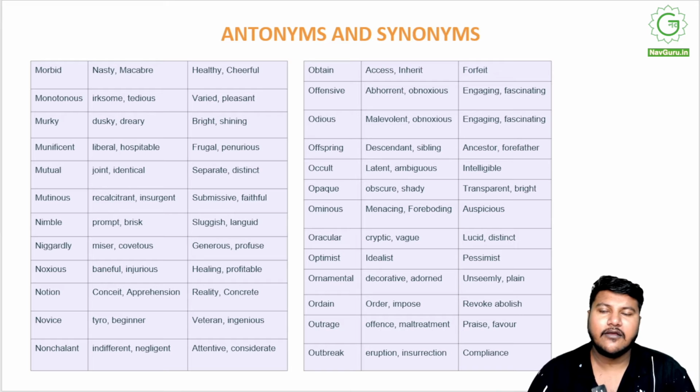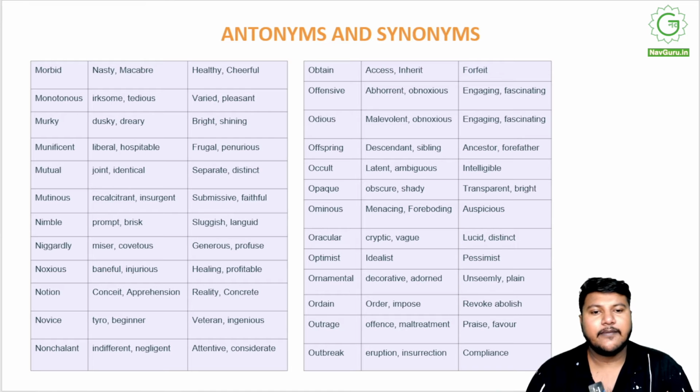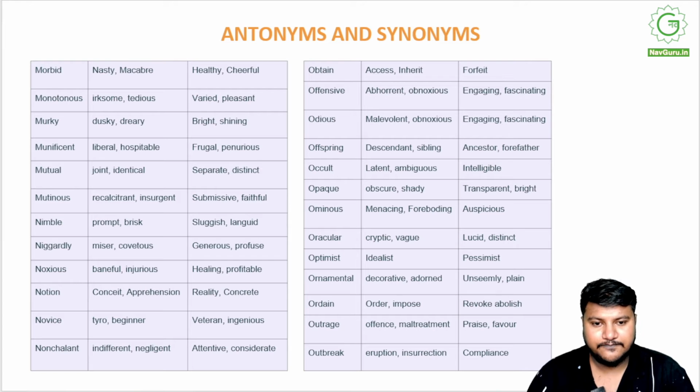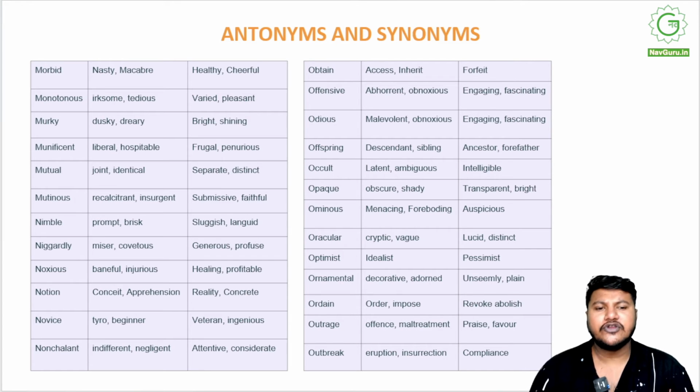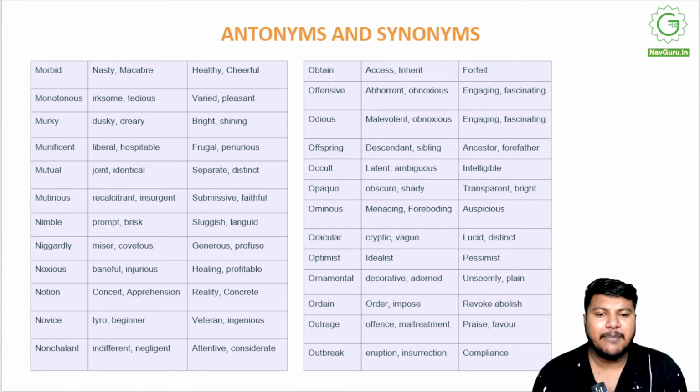Obtain, access, inherit, forfeit. Offensive, abhorrent, obnoxious, engaging or fascinating. Odious, malevolent, obnoxious, engaging, fascinating. Offspring, descendant, sibling, ancestor, forefather. Occult, latent, ambiguous, intelligible. Opaque, obscure, shady, transparent, bright. Ominous, menacing, foreboding, auspicious. Oracular, cryptic, vague, lucid, or distinct.